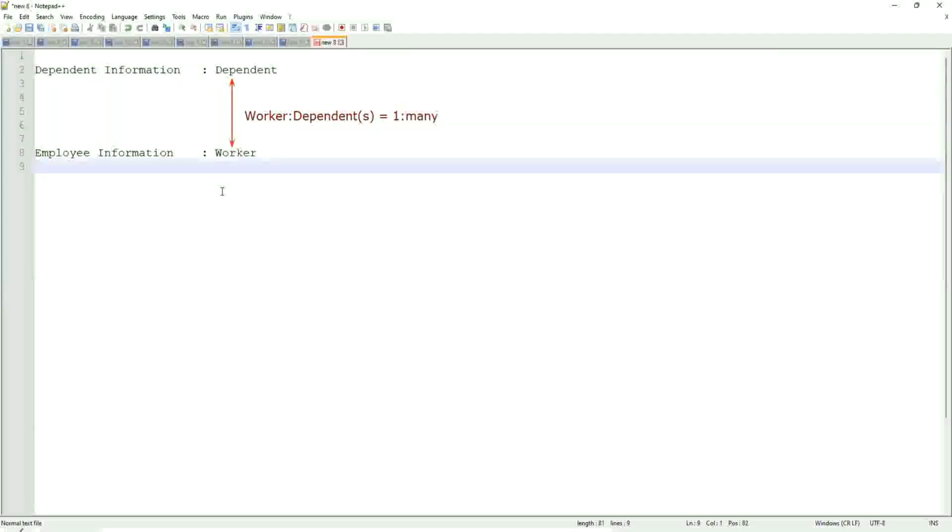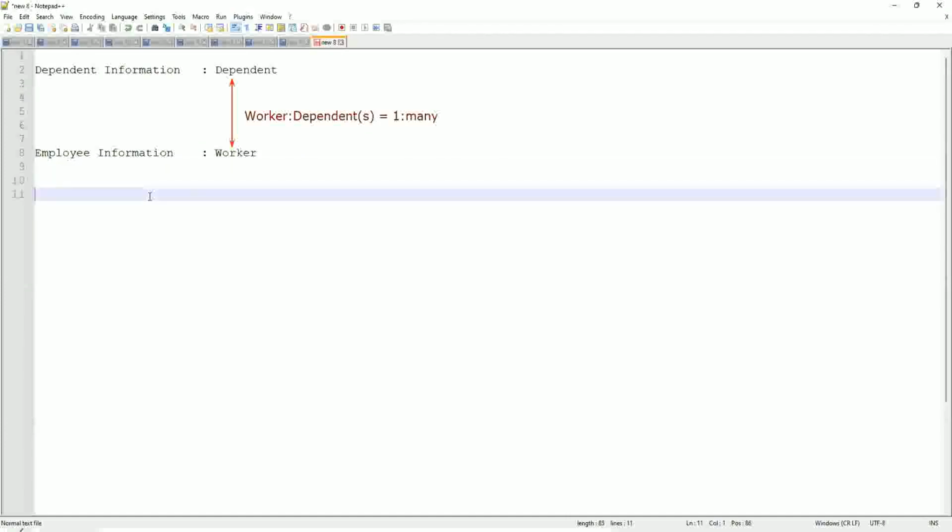Also sometimes what happens? You have to do some calculation for your integrations, for your EIBs, for your core connectors, where you have to get the information from the related business object and put it in the main or primary business object. Here, what we are trying to do is find out the age of the eldest dependent of a worker. We are going to do that.